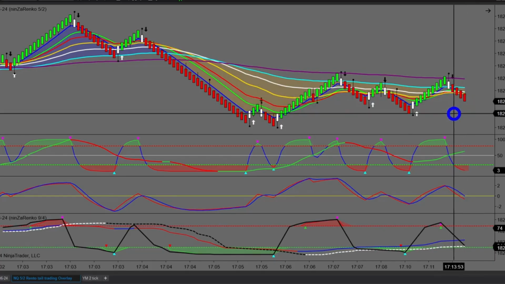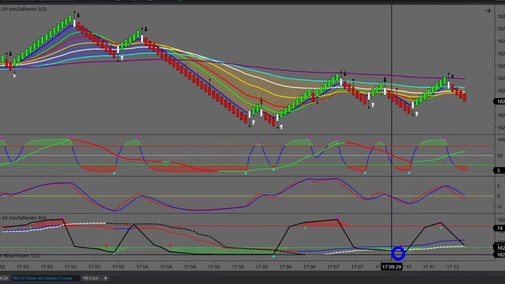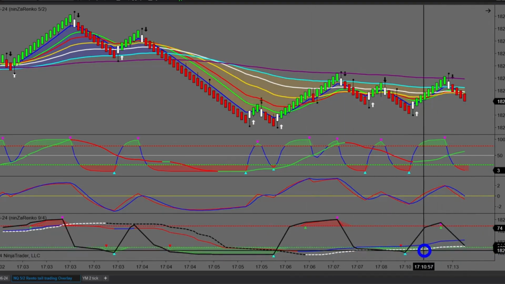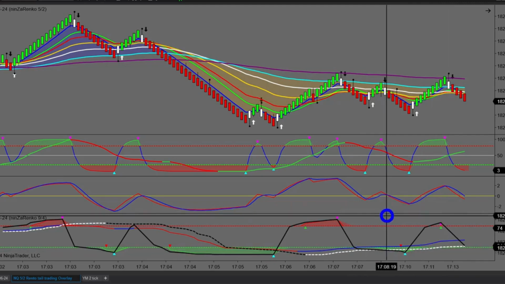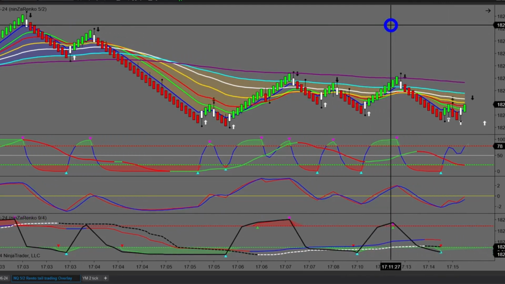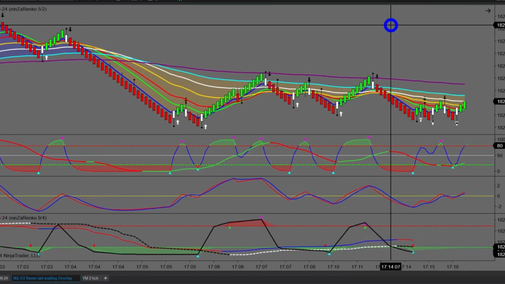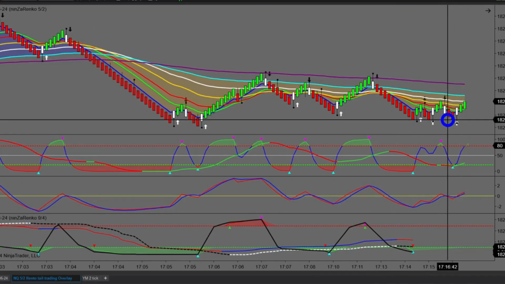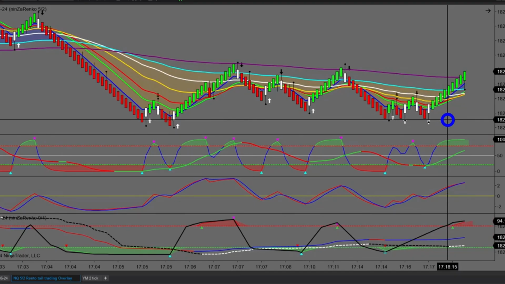That gives me a potential entry. Note here, we're still fairly oversold. We're starting to pop up a little. So let's scroll along and look for some other examples. Okay, we come down, thank you very much. Now what do I have here? Nothing at all at this stage. So let's wait for a deeper pullback.